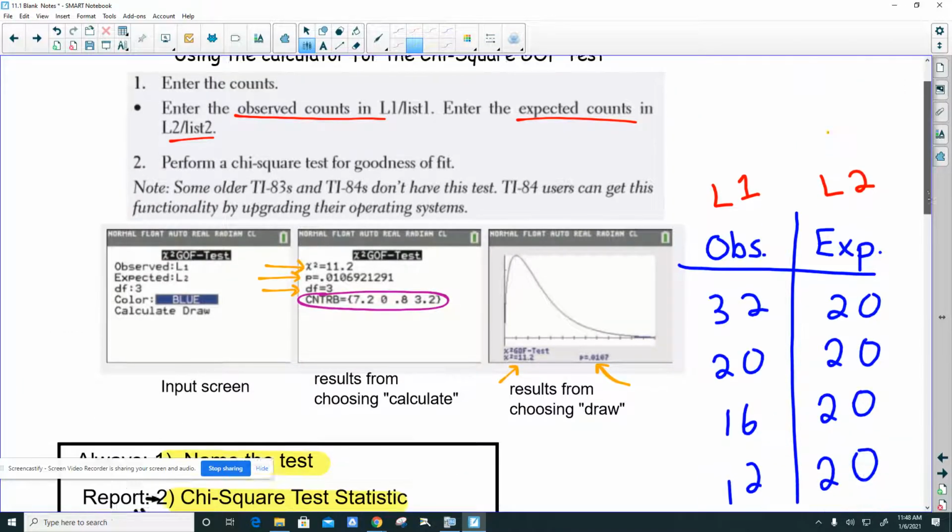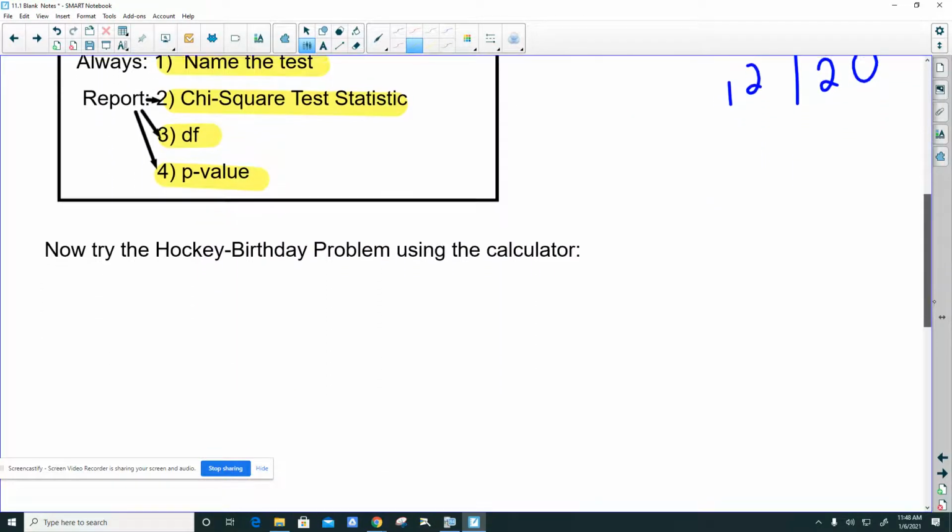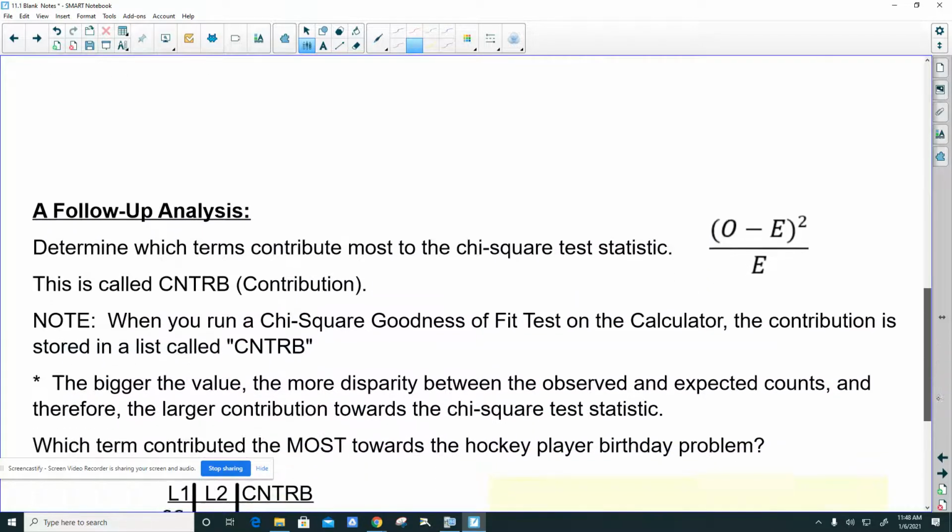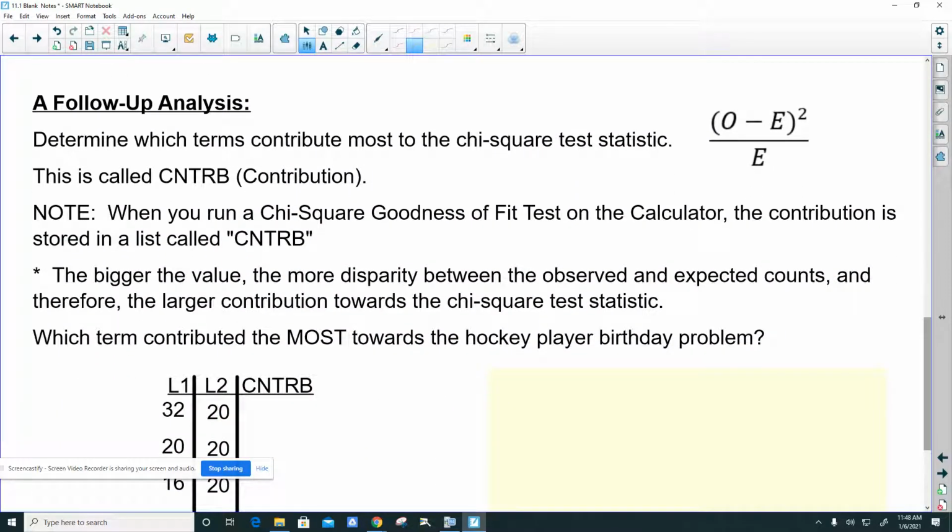So I think the key with anything in AP Stats is if you are going to utilize your calculator, you have to make sure that you are reporting the inputs and really the outputs that you're seeing there on your calculator. Okay, so a lot of times what happens with these chi-square tests is a problem will ask you to do what's called a follow-up analysis.